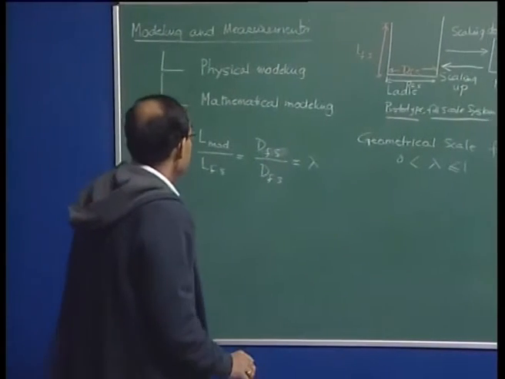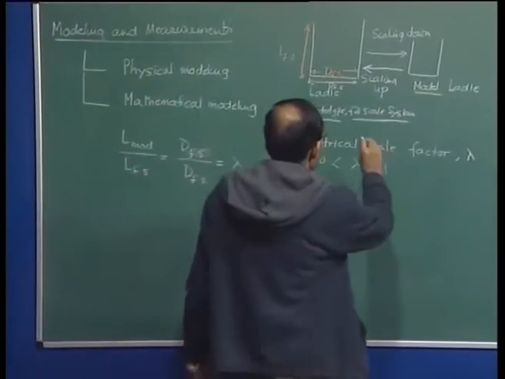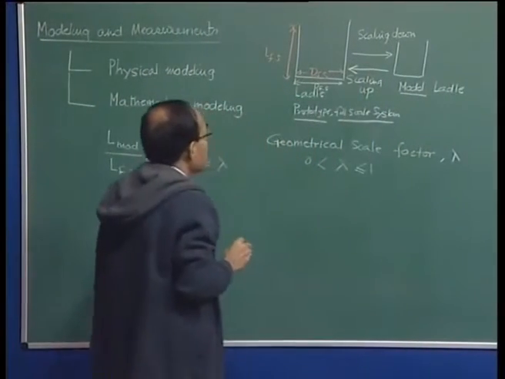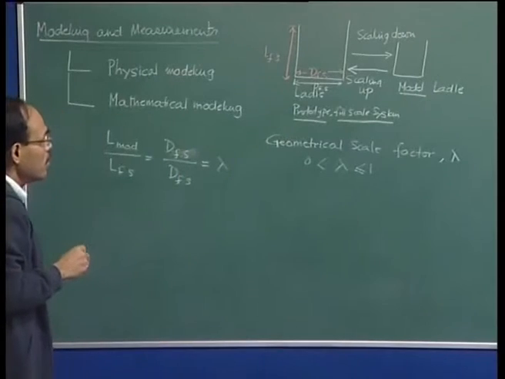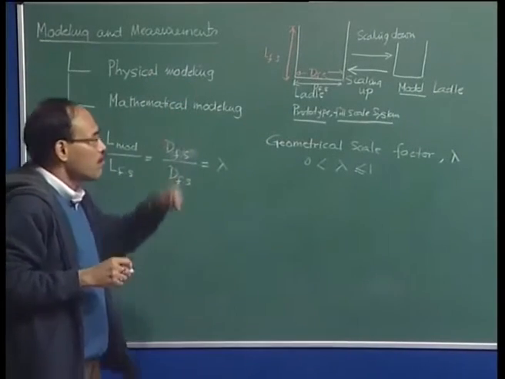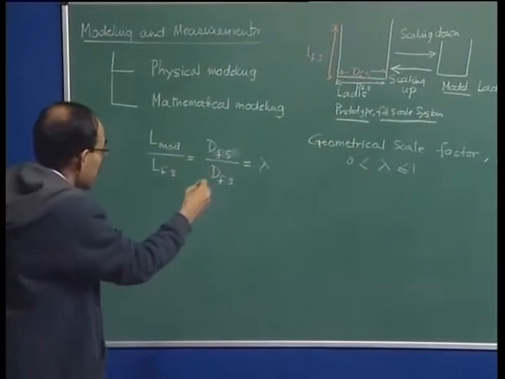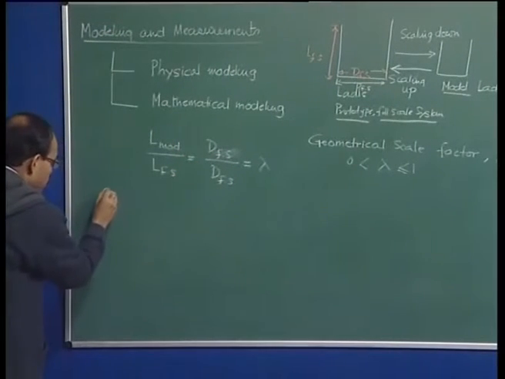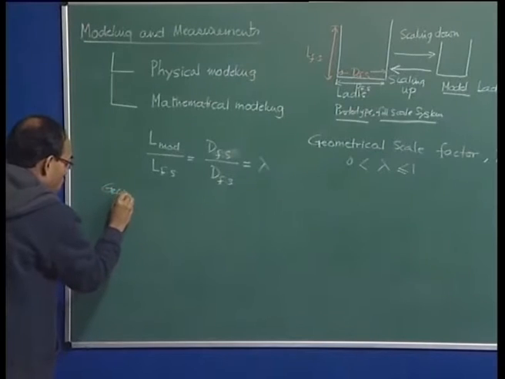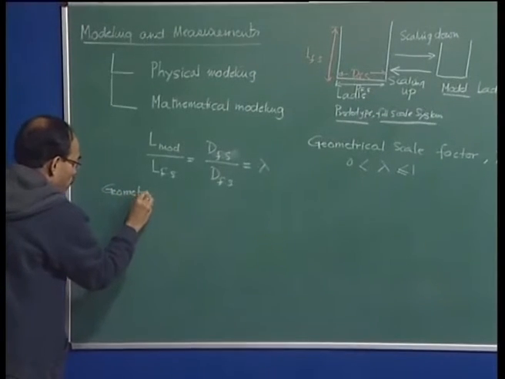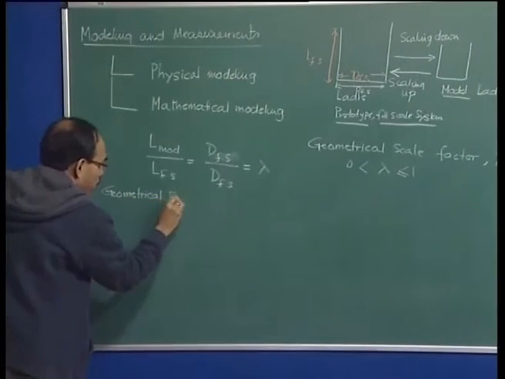Now, we can construct a physical model by considering the shape of the ladle itself, and whatever I have discussed so far comes under the category of geometrical similarity.